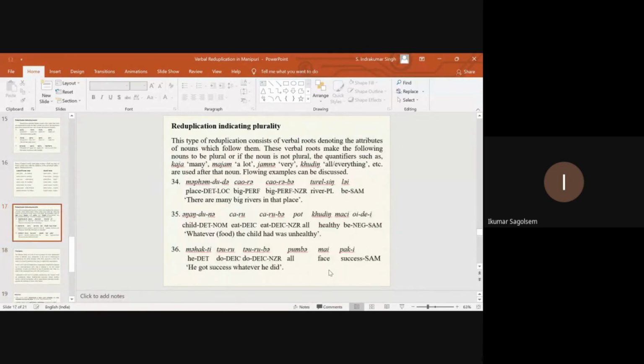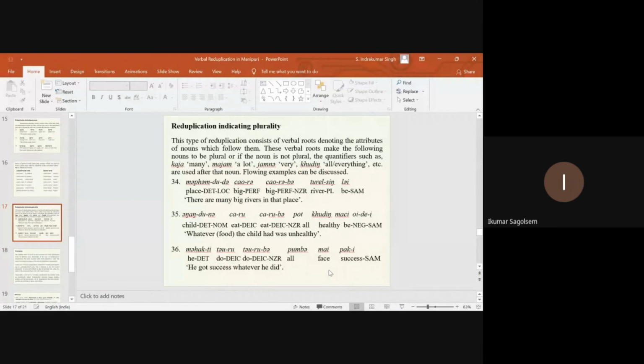Reduplication indicating plurality consists of verbal roots specifying the attributes of the noun which follows them. The occurrence of these verbal roots will lead the following nouns to be plural, or if not plural, quantifying words like kaya, many, mayam, a lot, yamna, very, khuding, all, humamak, everything, etc. are added after the noun which is supposed to be plural. The following examples can be discussed.